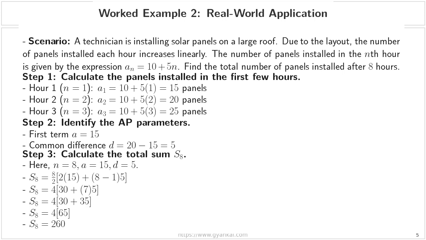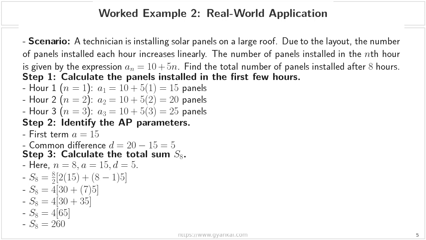Substituting our values, we get 8 divided by 2 multiplied by the quantity, 2 times 15 plus 8 minus 1 times 5. Let's simplify this step by step. 8 divided by 2 gives us 4. Inside the brackets, 2 times 15 is 30 and 8 minus 1 is 7. So we have 4 multiplied by the quantity, 30 plus 7 times 5.